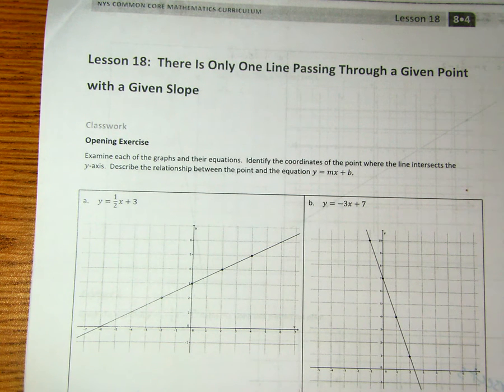There's only one slope passing through a given point. There's only one line passing through a given point with a given slope. Your paper might look slightly different from mine, but you'll see the exact same exercises and problems.